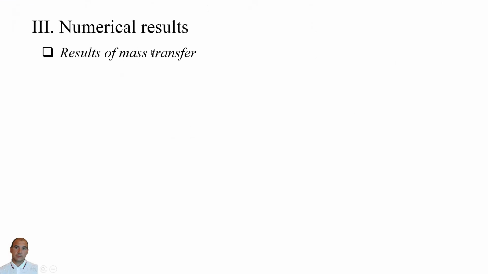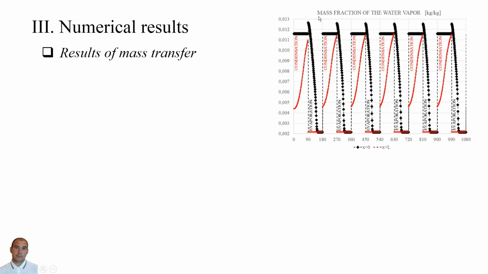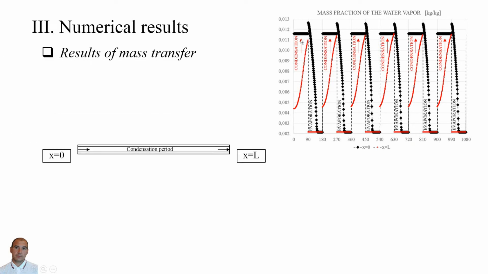The next slide shows the numerical results of the mass transfer process. The results for the mass fraction of water vapor for the two half periods in the quasi-steady state regime are shown in the graph. During the heating period, the outlet mass fraction of water vapor at x equal to L started to increase, but remained lower than the constant inlet mass fraction at x equal to 0.